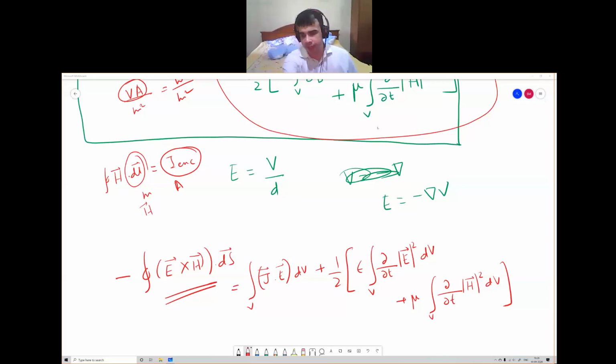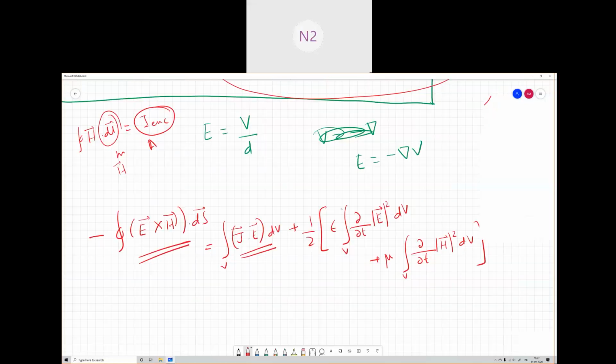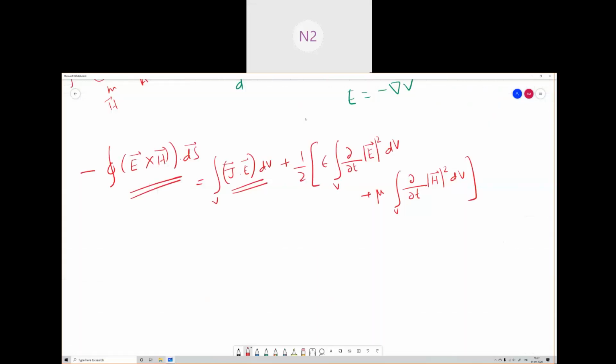Now what is happening to that power? That can be explained by the three terms on the right. What is the first one? Let's see the first one: J dot E. See here. What is J? The conduction current density. Very good.